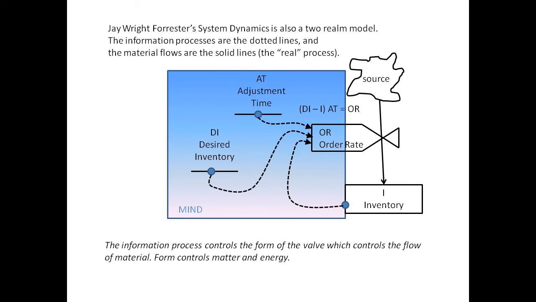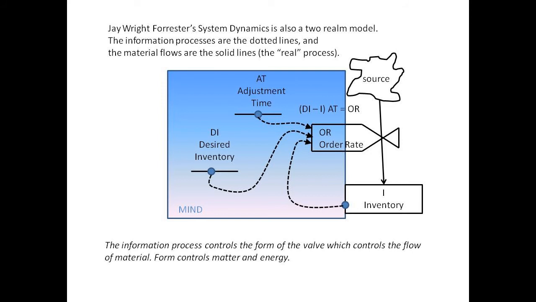J. Wright Forrester's system dynamics is also a two-realm model. The information processes are the dotted lines, and the material flows are the solid lines. The focus is on the material flows, the real process. Thus, it is essentially linear. It is not good with holarchies. In the World 3 model, desired inventory and adjustment time had to be plugged in from historical averages. Thus, limits to growth was largely ignored because it did not address the question of how these decisions get made. In mechanistic reductionism, there are no decisions.